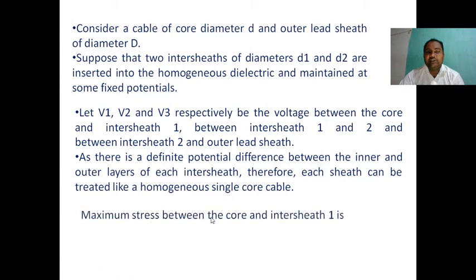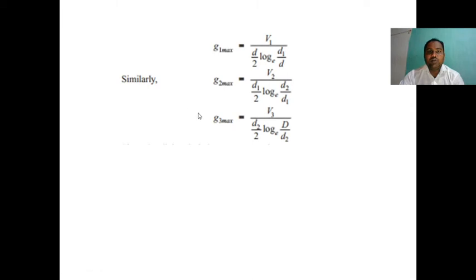Maximum stresses between the core and intersheath 1: they have three layers, G1 maximum, G2 maximum, G3 maximum. What about G1 maximum? G1 maximum has the voltage V1. What is the radius? The radius is small d by 2. That is the first layer, so small d by 2 log base e, the layer in between D1 by d.